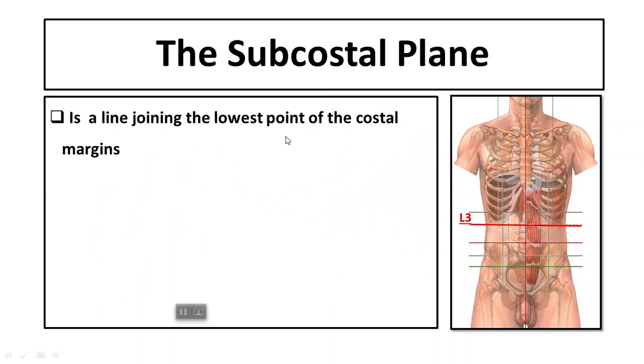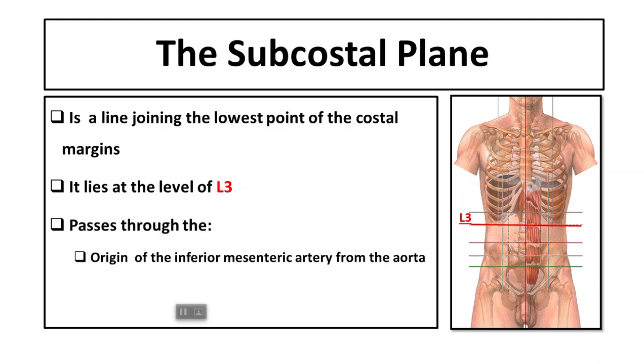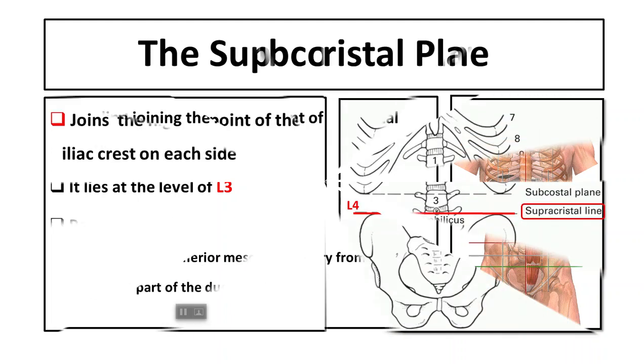Another horizontal plane is the subcostal plane. This is the costal margin. هذه هي الcostal margin. This is called subcostal plane. It is a line joining the lowest point of the costal margin. It lies at the level of L3, third lumbar vertebra, passes through the origin of the inferior mesenteric artery from the aorta. Inferior mesenteric artery is the artery of the hindgut, and the third part of the duodenum.